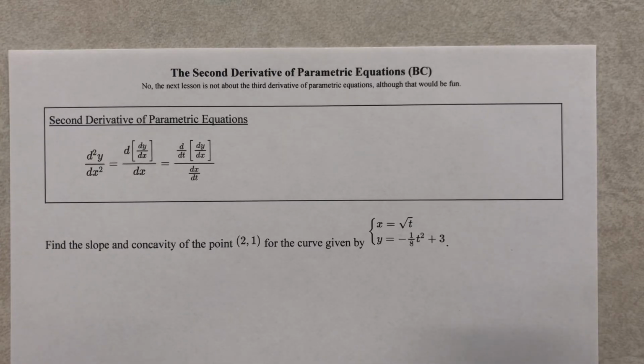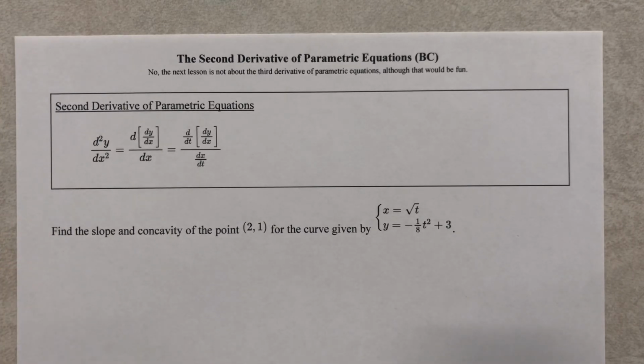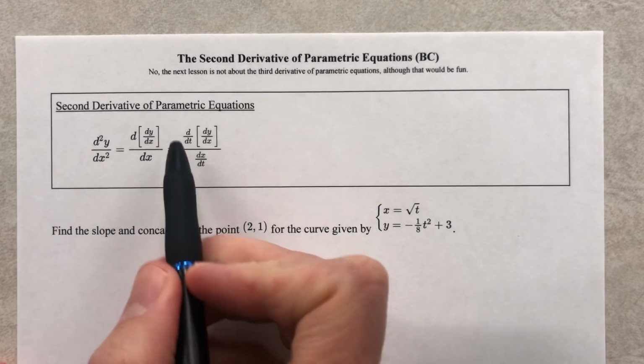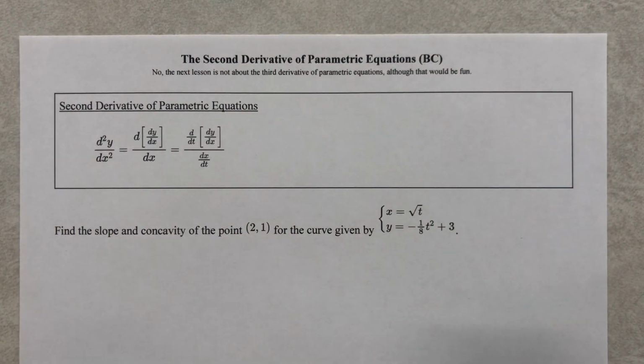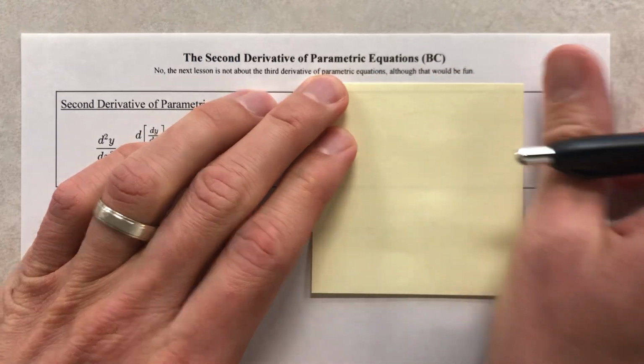The second derivative of parametric equations seems like it would be straightforward, but there's a little catch to it. So there's a lot right here that explains how to do it, and in my best explanation, I'm going to launch into a post-it note explanation that you don't have to write.